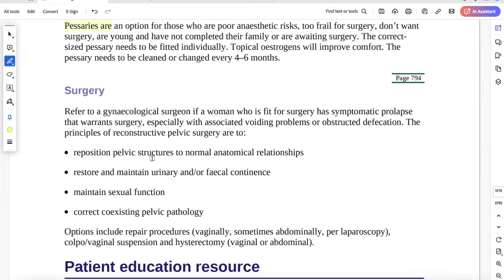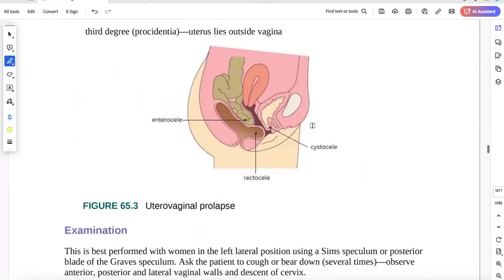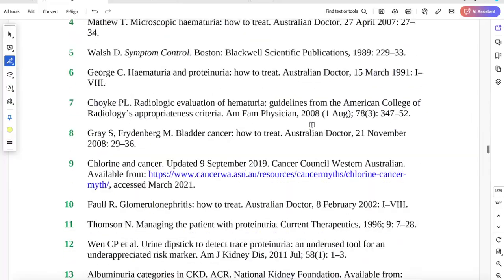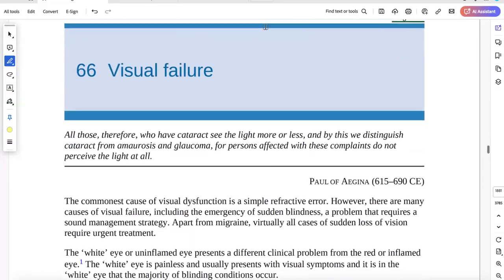If even after pessaries the patient is not getting any better, or the patient actually wants surgery, and is having a quite distressful life, a young patient fit for surgery, then a reconstructive pelvic surgery will be indicated. Okay, so that's pretty much everything we need to know about prolapse and incontinence. All right, any questions, guys?